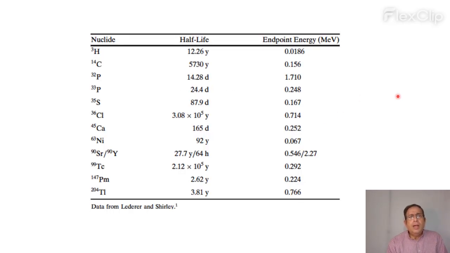Here we show the half-lives of different nuclides which are undergoing beta decays. So a triton, which is hydrogen with 3 nucleons, has a half-life of 12.26 years and an endpoint energy of 0.0186 mega electron volts. Similarly, carbon-14 has a half-life of 5730 years and an endpoint energy of 0.156 mega electron volts. So the endpoint energy is the actual total energy that is released in the decay. And there are other nuclear species, as you can see, which have different half-lives and different endpoint energies.